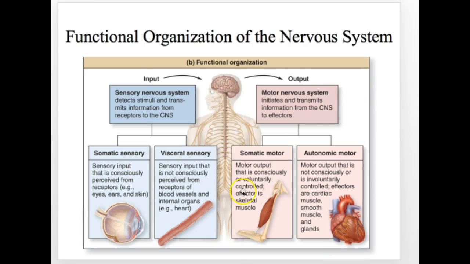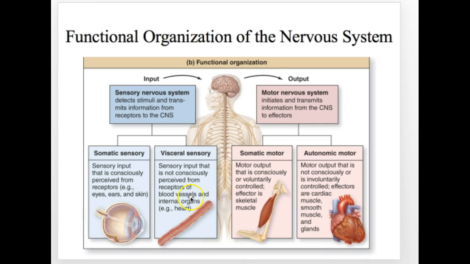These two can be further divided. The sensory nervous system is further divided into somatic sensory and visceral sensory components. Somatic sensory input is input that is consciously perceived from receptors. You can think of receptors in the eyes that are detecting changes in light or wavelengths of light. Receptors in the ear for detecting sound or balance. Receptors in the skin that detect changes in temperature or pressure.